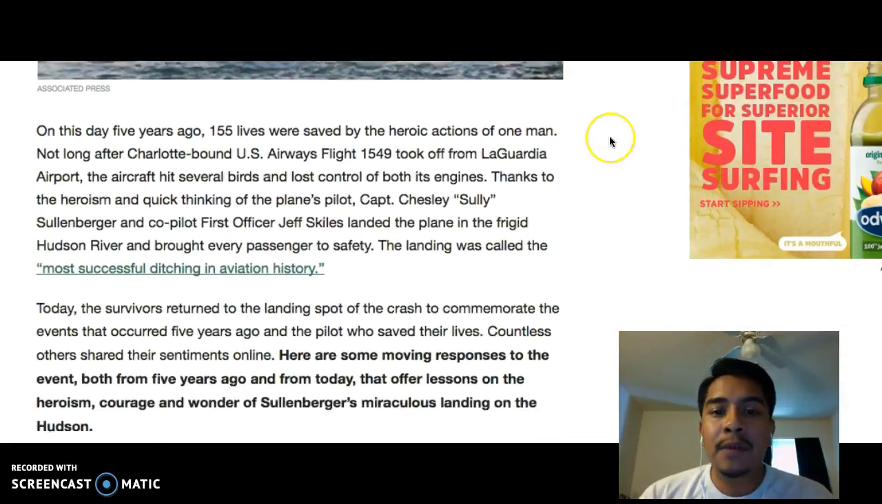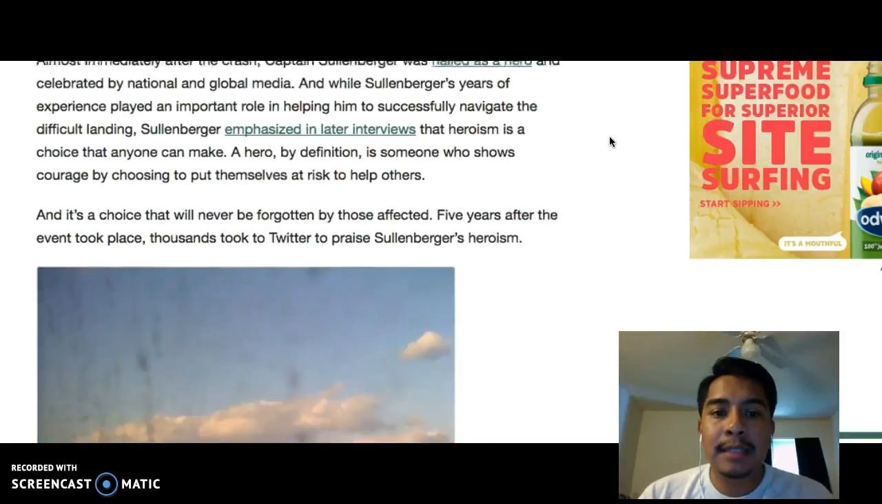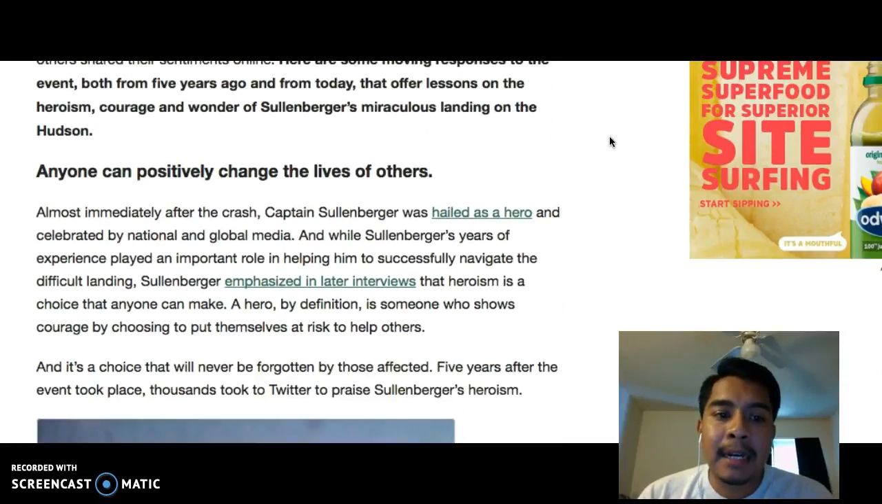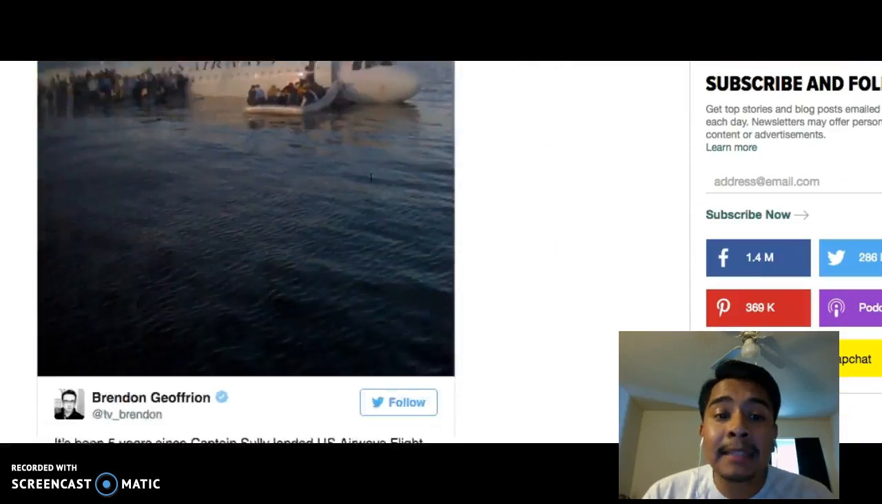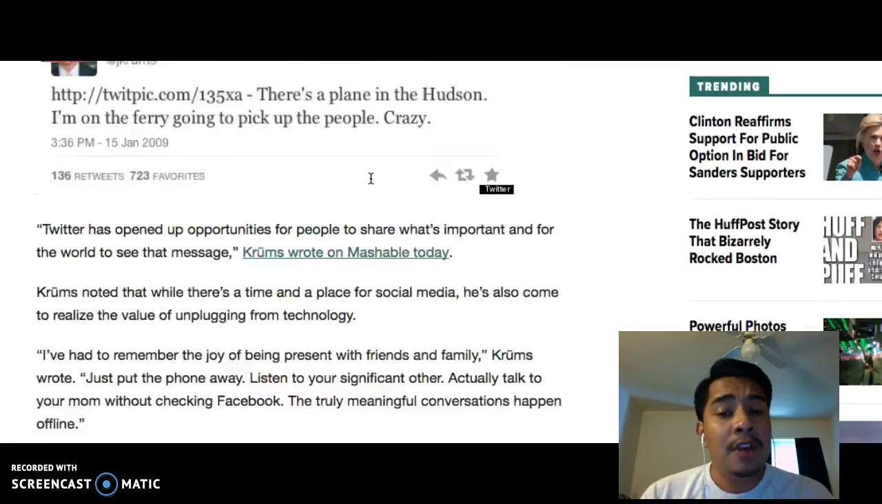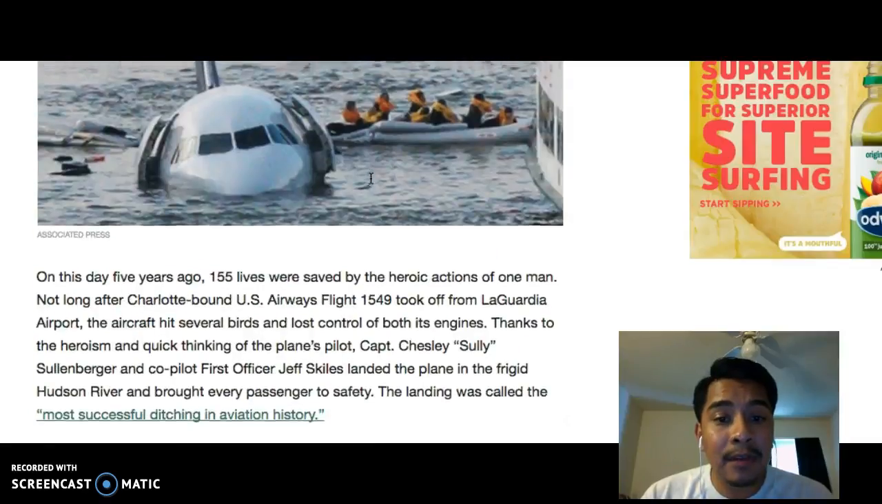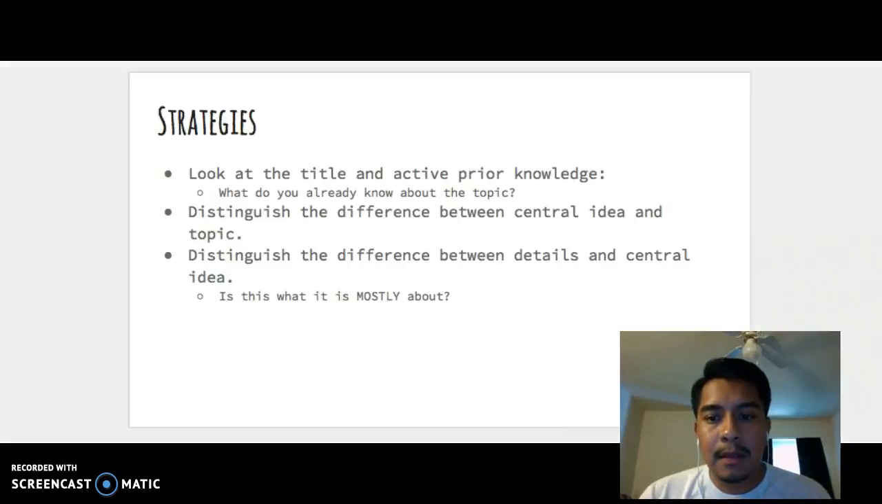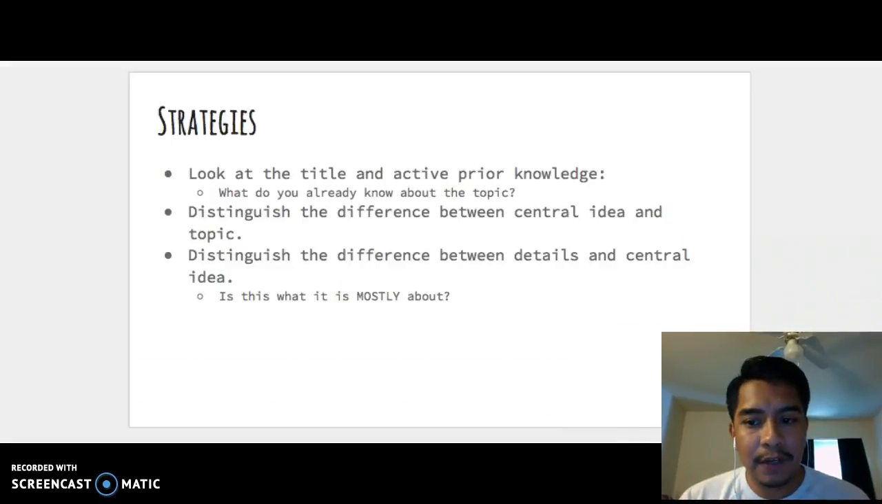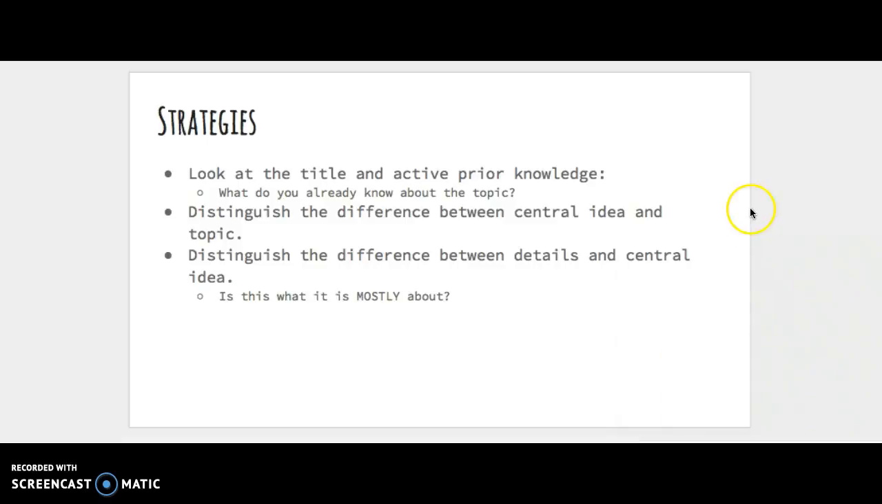So it goes on, if we would have read this, it goes on to say how the pilot changed lives, how the pilot saved the lives, what the pilot did to save all those lives. So the topic is the plane crash, but the central idea is the pilot and what the pilot did to save all those people. All right, so here are some strategies for you to use whenever you're reading informational text and looking for the inference.